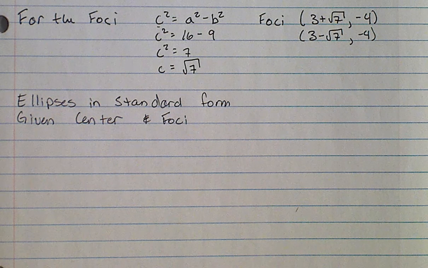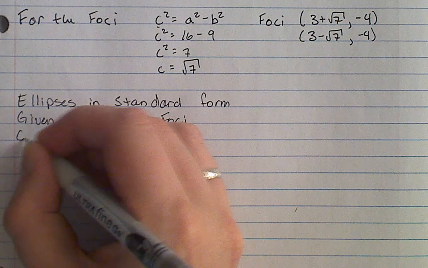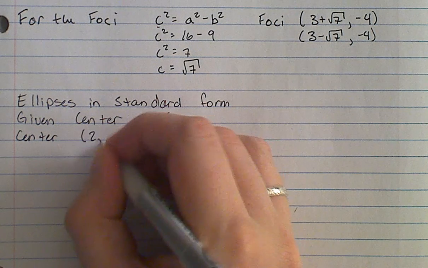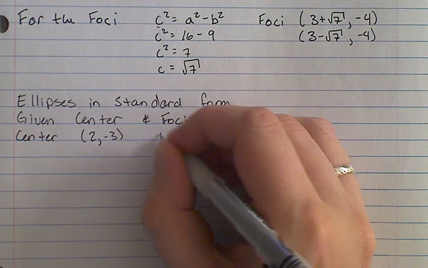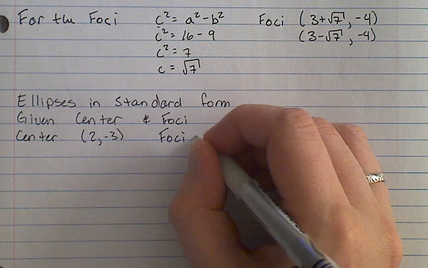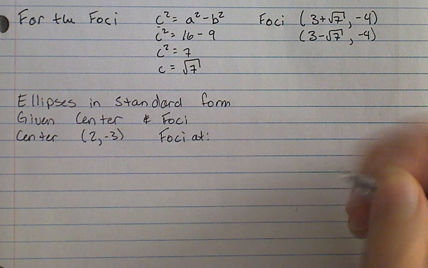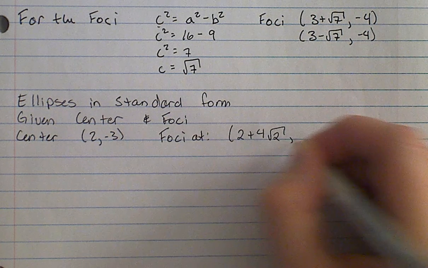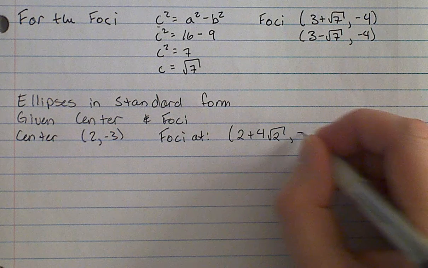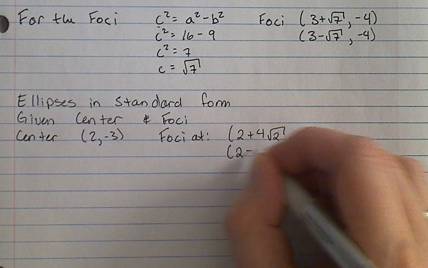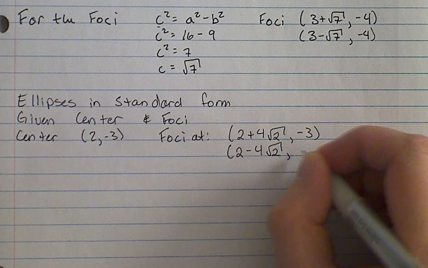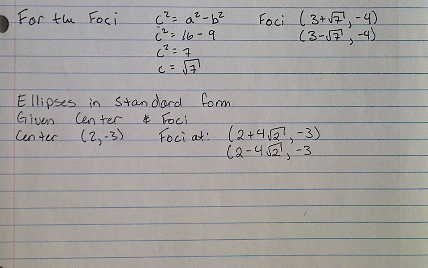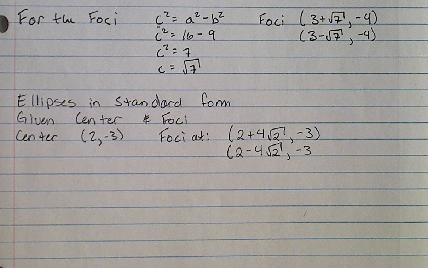So if you know that the center is at, let's say, (2, -3), and you know that the foci are at, say, (2 + 4 radical 2, -3) and (2 - 4 radical 2, -3). So given those two things, we're going to talk about how you can find out what the general equation of the ellipse is.